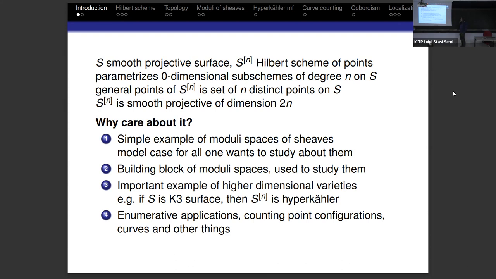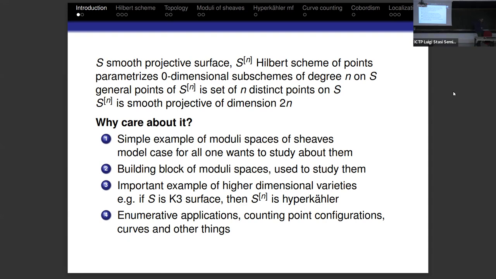So why should one care about it? One thing, by looking at the ideal sheaves of the subschemes, it is an example of a moduli space of sheaves on the surface, and somehow the simplest such example one can think of. And with this, it becomes a model case for anything one might want to study about such moduli spaces of sheaves. Somehow all the theorems one might want to prove are there in the simplest version in that case. Then, if one wants to look at moduli spaces, for instance, of higher rank sheaves, one can use these Hilbert schemes, the ideal sheaves of zero-dimensional subschemes, as somehow the building blocks. And so one can try to understand other moduli spaces in terms of them.